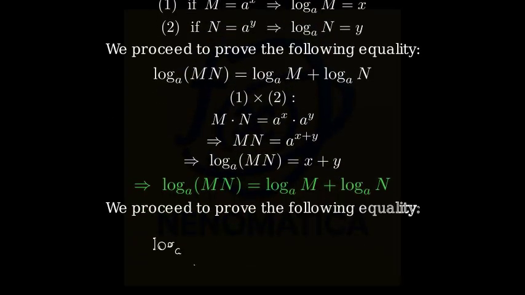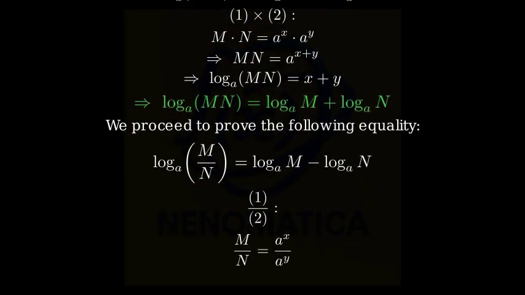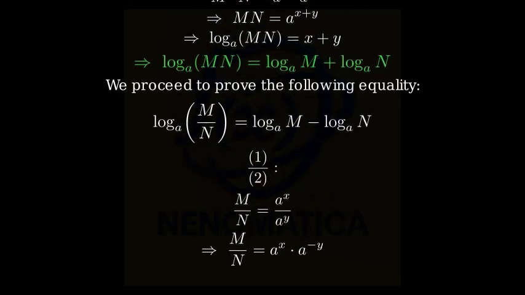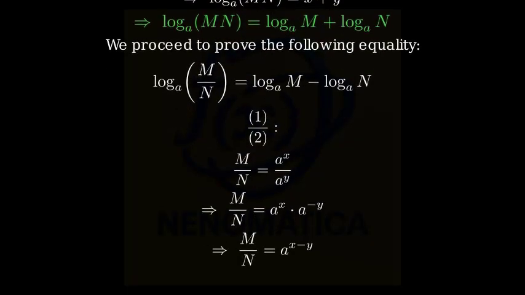Now we prove the quotient rule. Log base a of m over n equals log base a of m minus log base a of n. Divide statement 1 by statement 2. M over n equals a to the x over a to the y. Rewrite the division as multiplication by a negative exponent. So m over n equals a to the x times a to the negative y. Apply the exponent product rule again. Therefore, m over n equals a to the power x minus y.